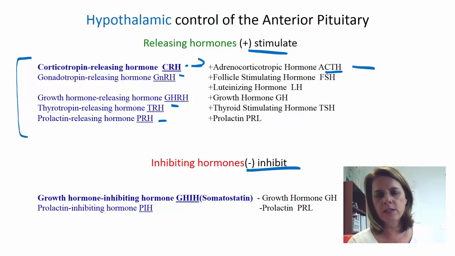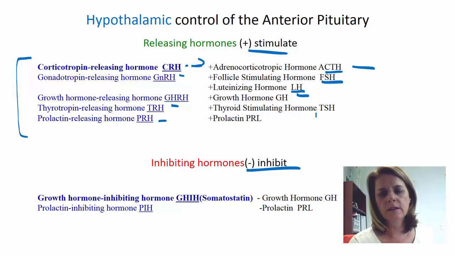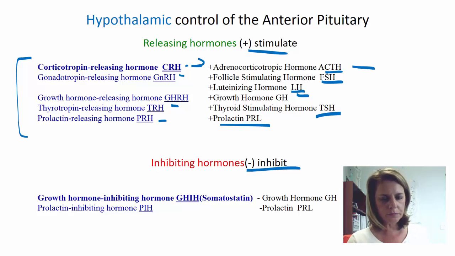It causes the anterior pituitary to release ACTH. GnRH causes the anterior pituitary to release FSH, which is follicle stimulating hormone, and also LH, which is luteinizing hormone. Growth hormone releasing hormone, or GHRH, causes the anterior pituitary to release growth hormone. TRH causes the anterior pituitary to release thyroid stimulating hormone, or TSH, and prolactin releasing hormone causes the anterior pituitary to release prolactin, abbreviated PRL.